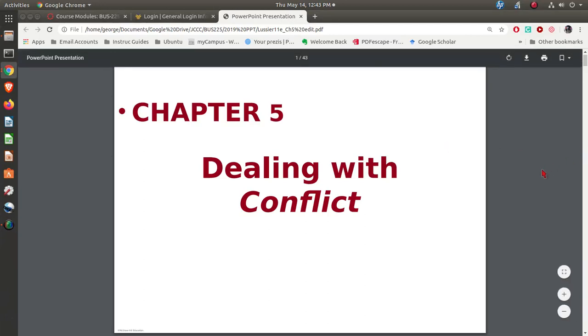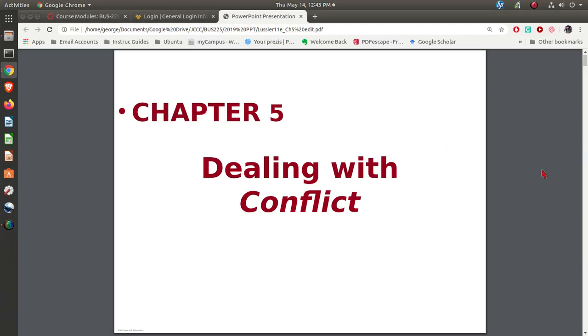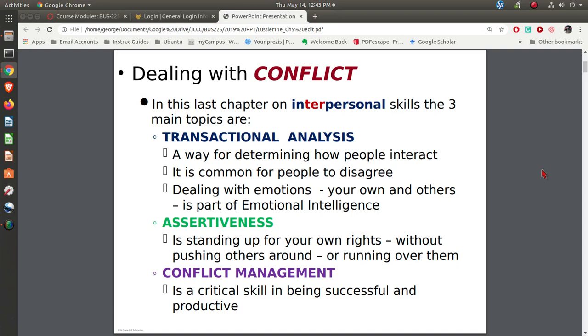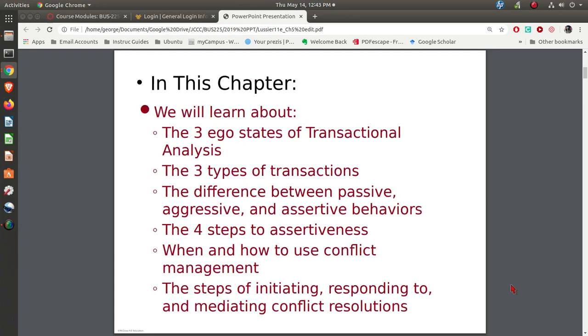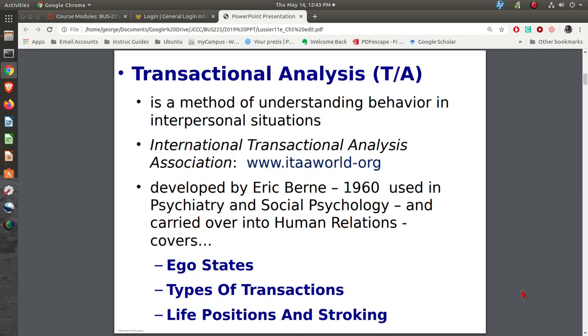In this chapter, we're going to be going over chapter 5, thinking about conflict. Now, in this chapter, we're going to be going over three key things. The idea of transactional analysis, we're not going to spend a whole lot of time on that. Assertiveness, and conflict management. In here, we'll talk about the various states of transactional analysis, the difference between passive-aggressive and assertive behaviors, and the steps to assertiveness. When to use conflict management steps, and then also what can you do as far as responding to and mediating any kind of conflict that you might experience.